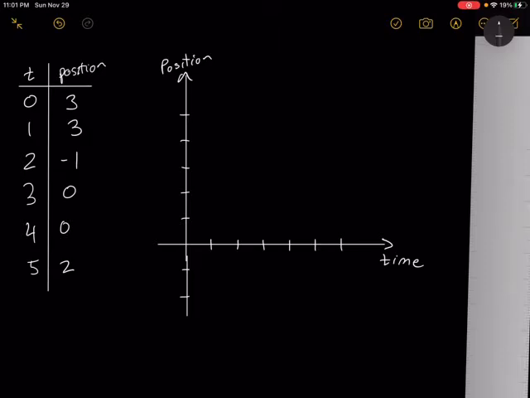So we have our origin, which is 0 here in the middle, and then we have 1, 2, 3, 4, 5, 6 seconds. We have 1, 2, 3, 4, 5, say meters, minus 1, minus 2. And then we can start plotting our points. So 0, 3. So at 0, we're at position 3. And then at 1 second, we're at position 3. And then at time 2, we're at minus 1.